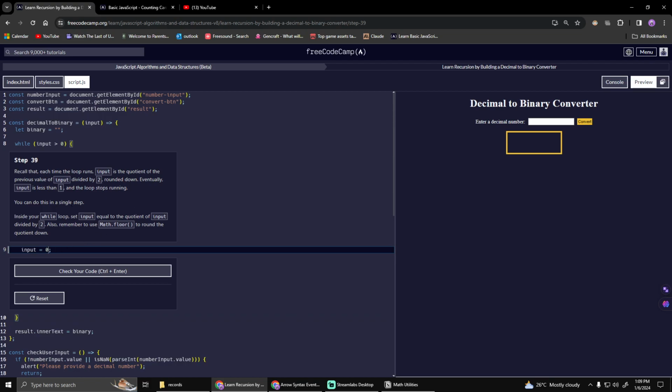So input is the quotient of the value of input, so we just have to set input equal to input divided by 2, since input divided by 2 will be the quotient and the quotient will be stored in input. And also remember to use matplotlib to round the quotient down. So we first write matplotlib and then wrap the input divided by 2.